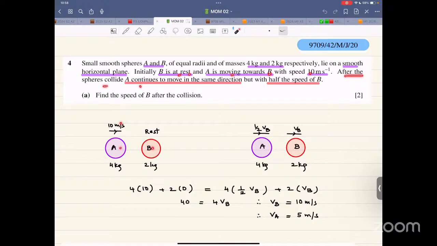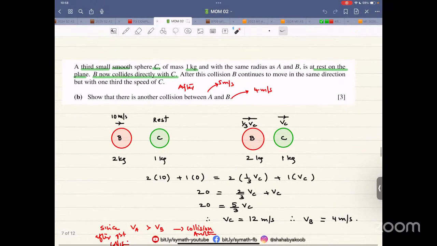After the spheres collide, A continues to move in the same direction, but with half the speed of B. So if this is VB, this is half of VB. So 4 into 10, 2 into 0, equals 4 into half VB, plus 2 into VB. We find the value of VB, and we find the value of VA.